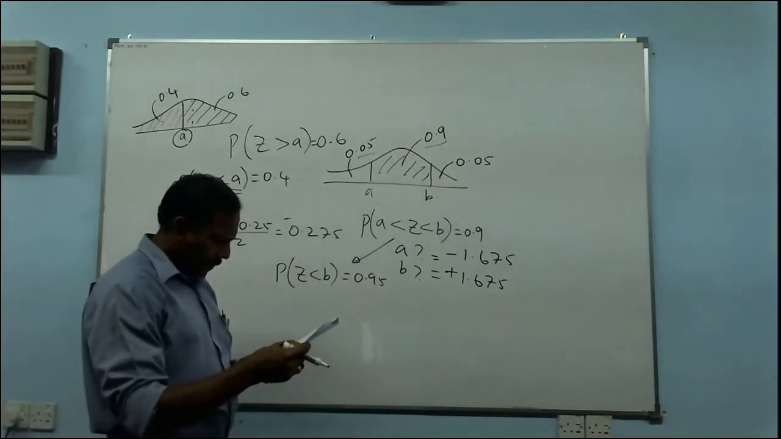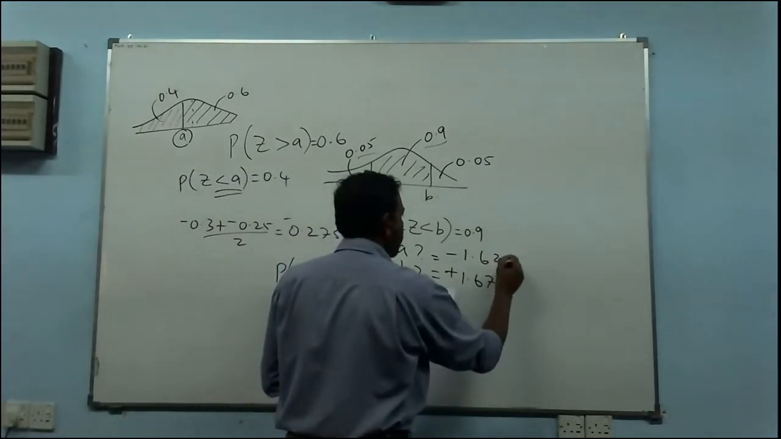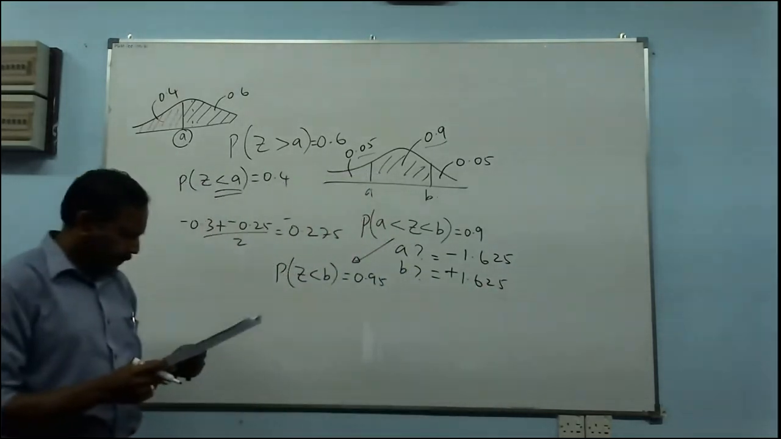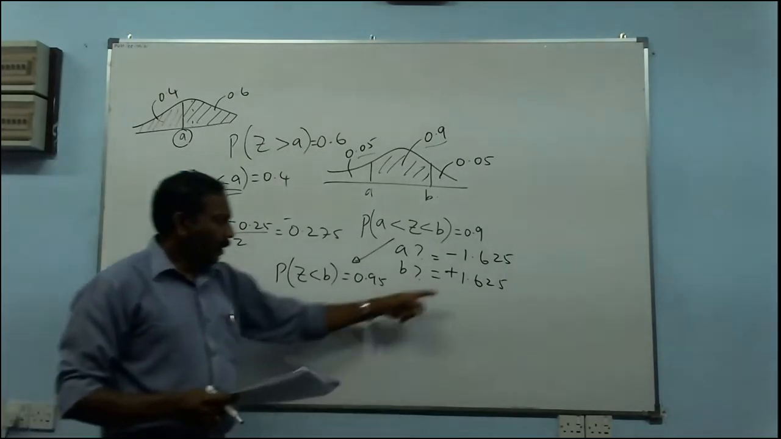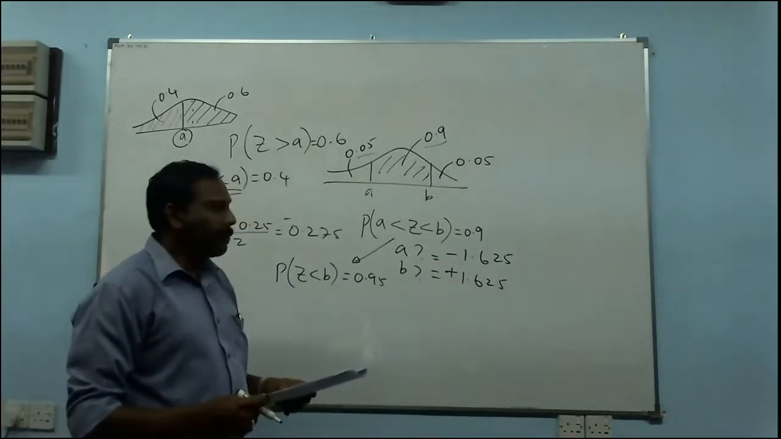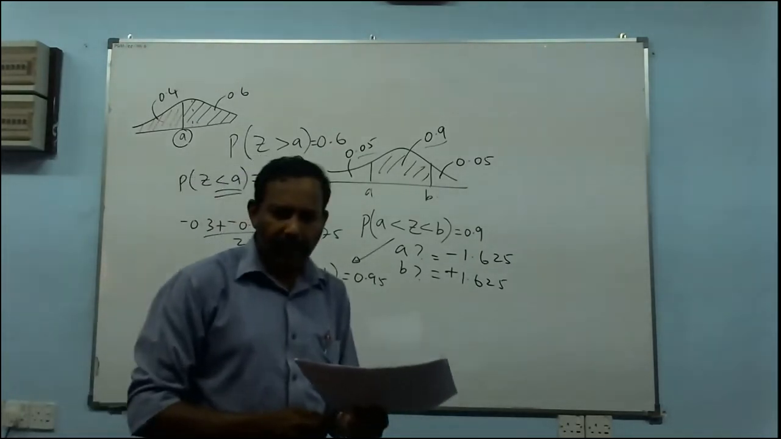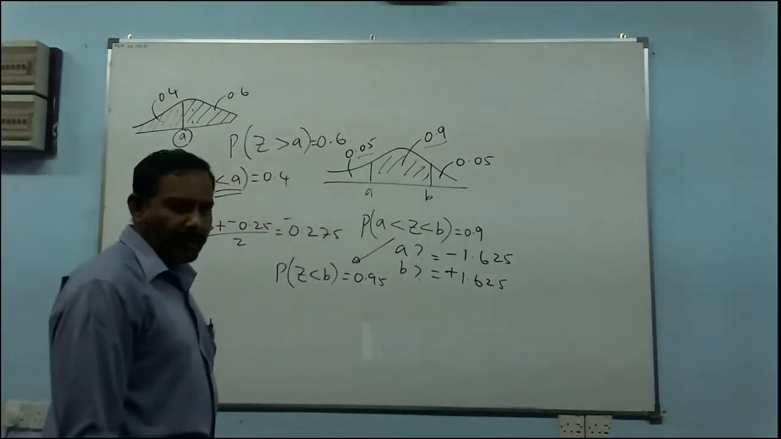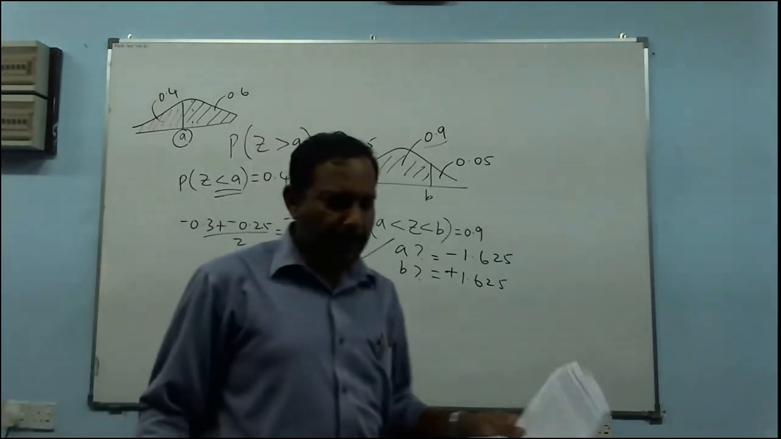0.05. 625, right? Okay, so this way, we will be able to find out the probability values. There are different ways that we can find out the probability values. Clear? Right, now we have seen the table.